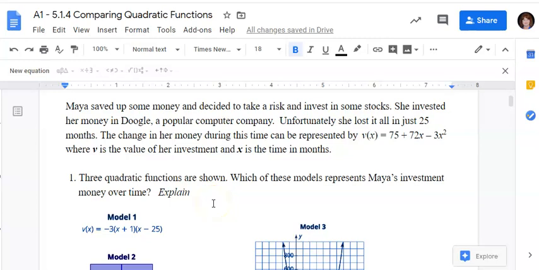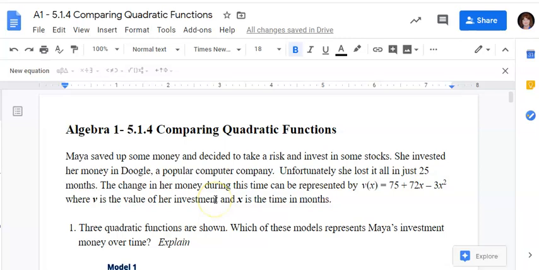Algebra 1, 5.1.4, comparing quadratic functions. Okay, the first problem is about Maya.